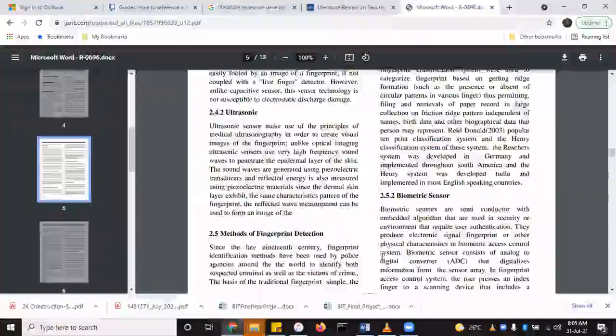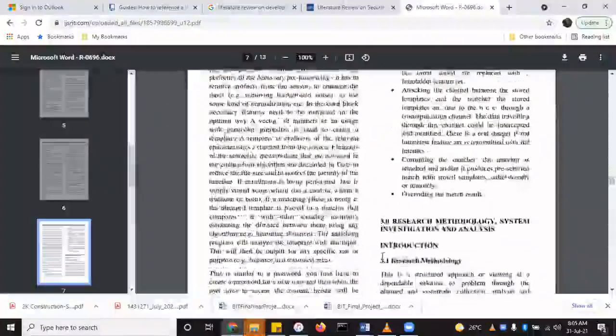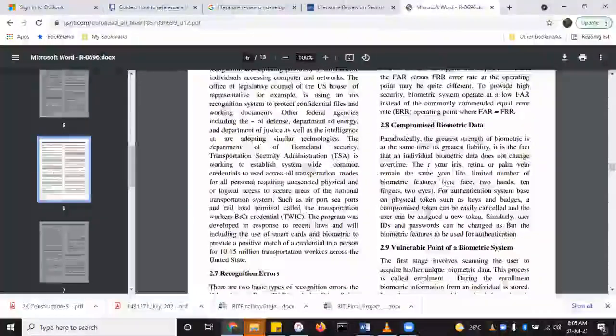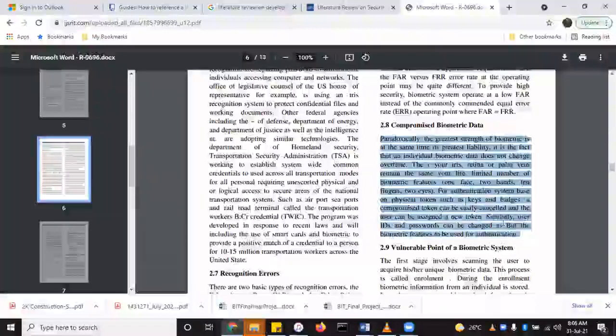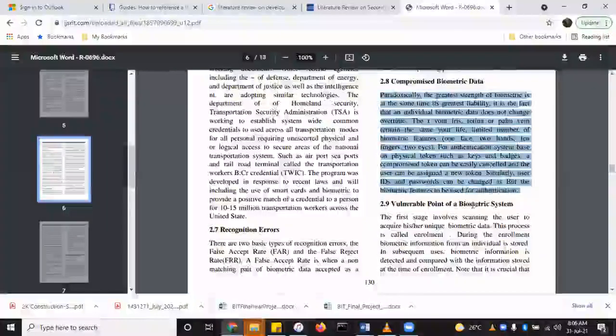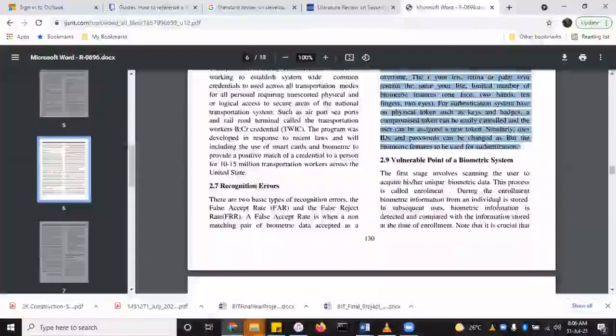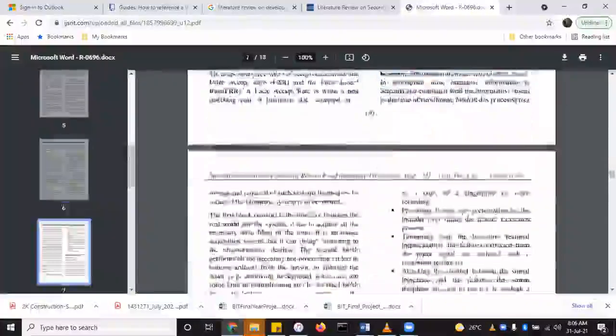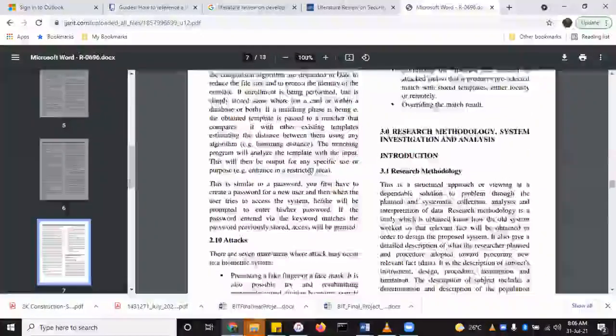So that's where this stems from. Compromised biometric data. A nice subheading for it, and he writes a whole paragraph on that, elaborating on that part. Vulnerability points of biometric systems. The same thing. I think it also falls under the breach part of the problem statement. And he goes on to attacks.